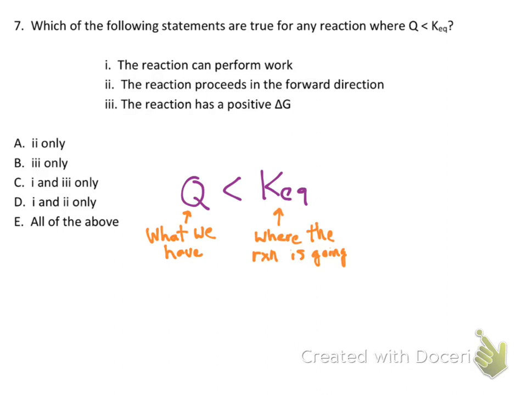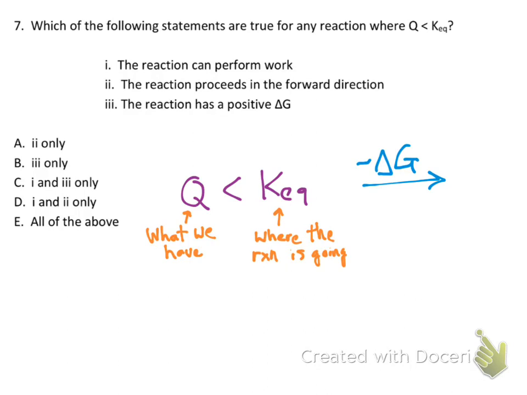KEQ is a constant for any given reaction at any given temperature. Q, on the other hand, can be any number theoretically from 0 to infinity. If Q is less than KEQ, that means the product-to-reactant ratio that we have is less than the product-to-reactant ratio that we want, which means this reaction will move forward spontaneously. So this means that we will have a negative delta G, a spontaneous reaction, and it can do work.